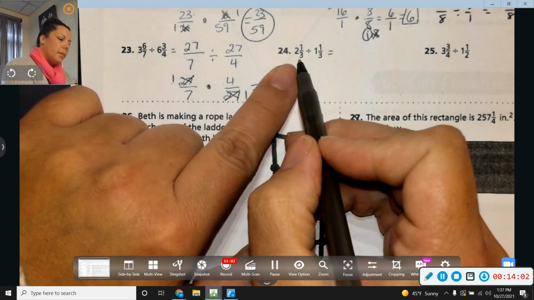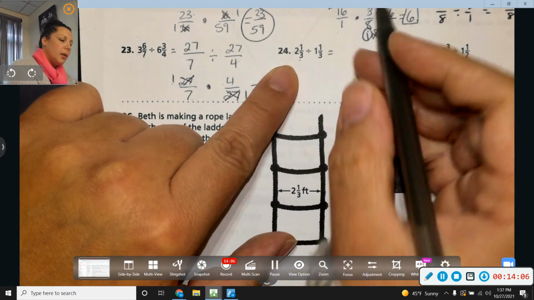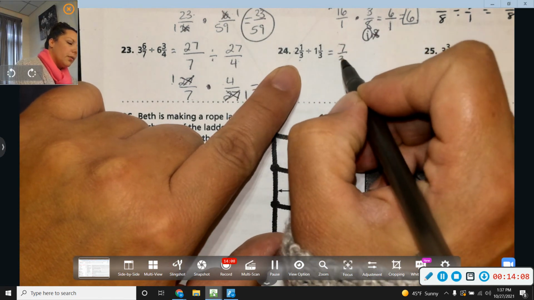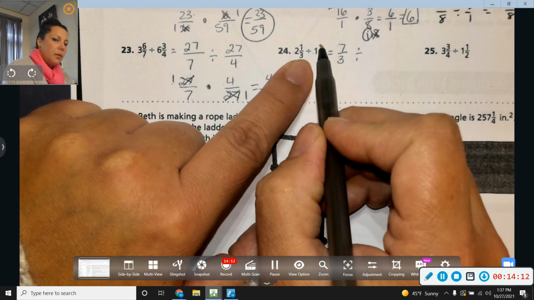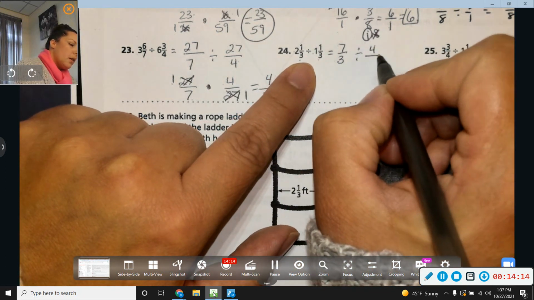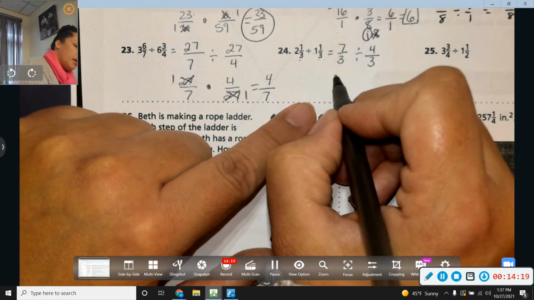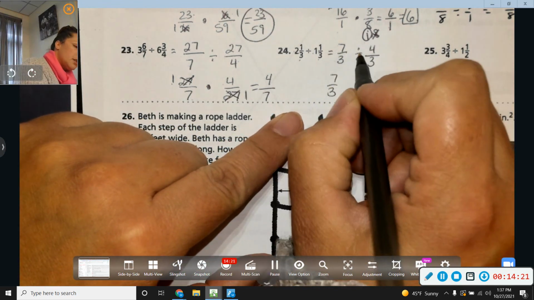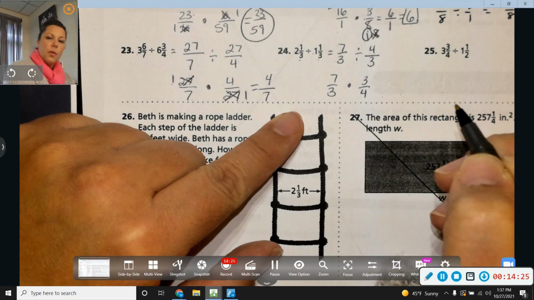Okay. Wheel it. 2 times 3 is 6. Plus 1 is 7 over 3. 3 times 1 is 3. Plus 1 is 4 over 3. Keep, change, flip. 7/3, change to times, flip to 3/4.